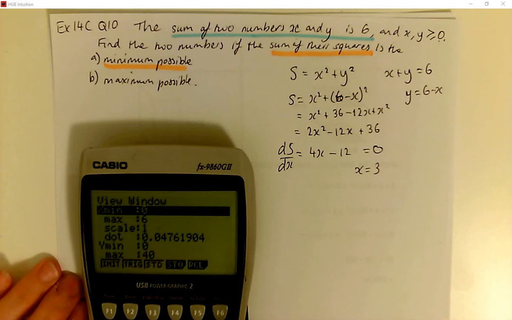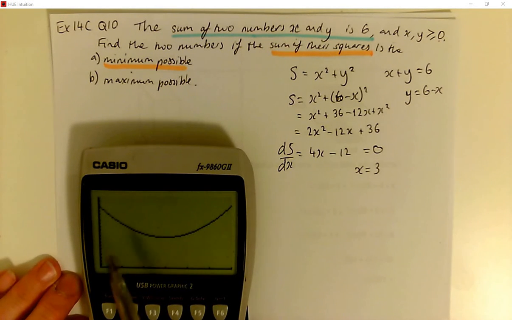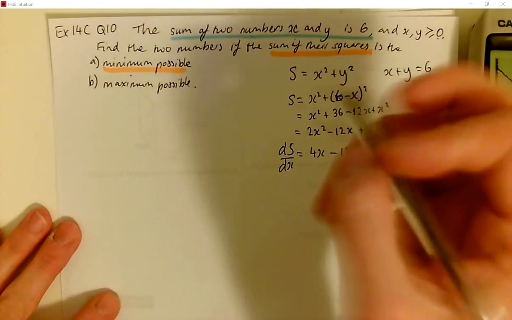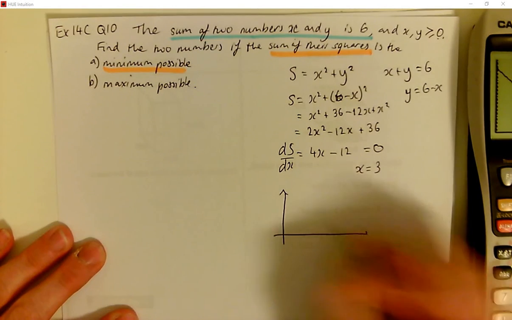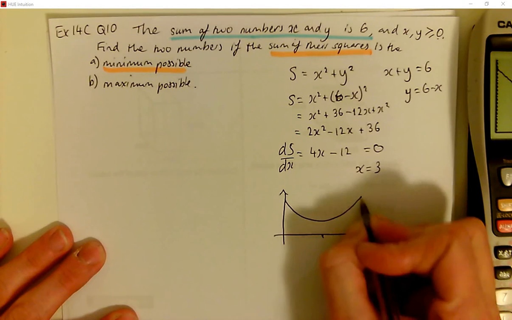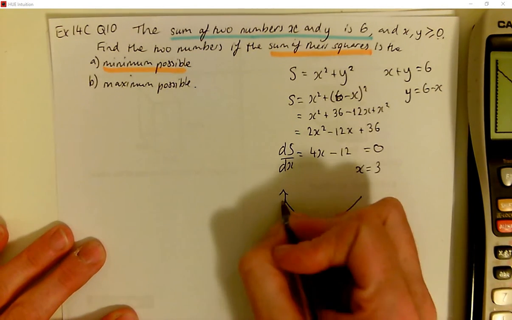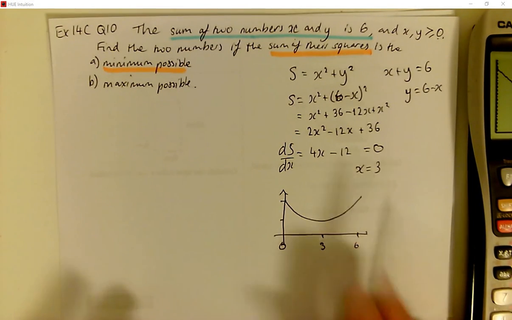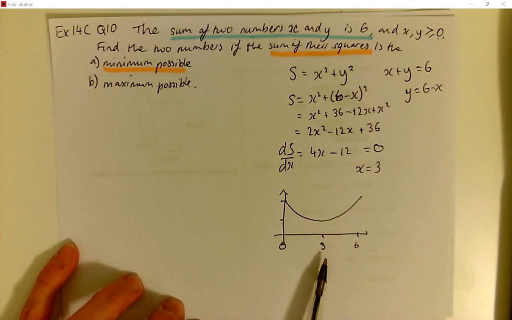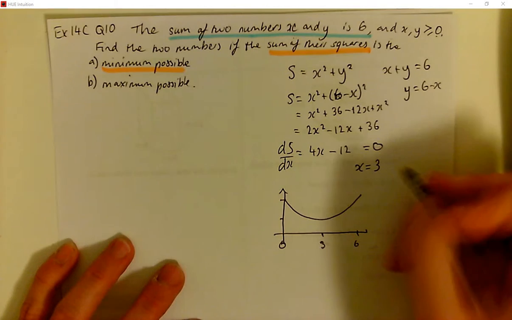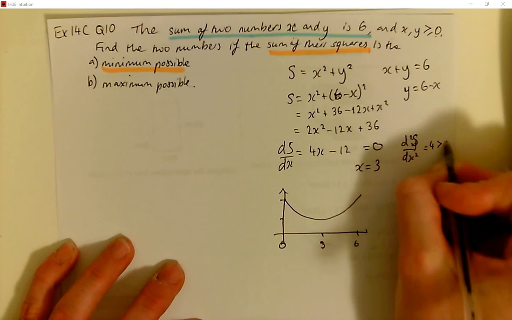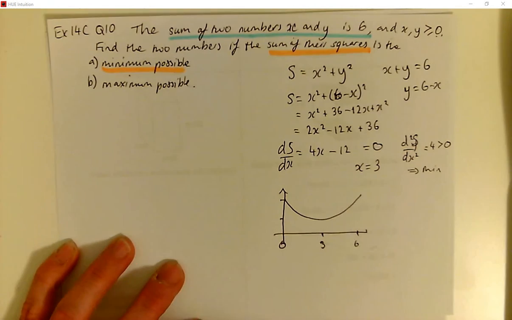That's limiting it. I've also made my y values go up to 40 there. Let's have a little sketch of that to see what's going on. So from 0 to 6. Now we have just worked out that when x is 3, we've either got a minimum or a maximum, and we can see from the graph that we have a minimum. We could do the second derivative if we wanted to. d2S by dx squared would just be 4, which is greater than 0, so we've definitely got a minimum there, justifying what we've seen on the graph.